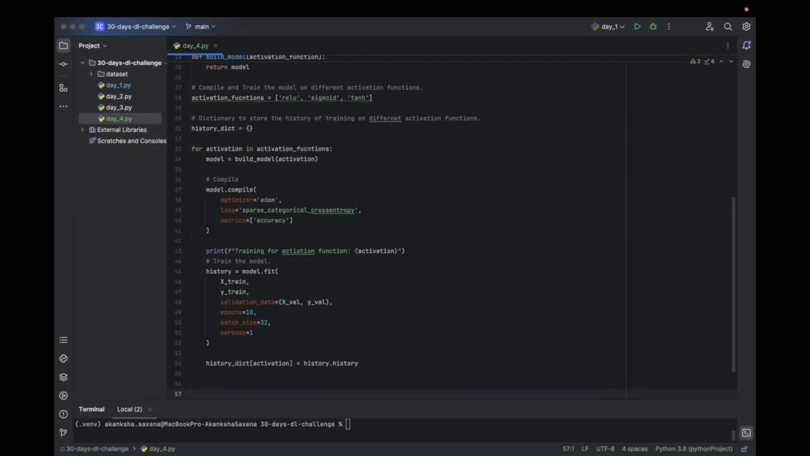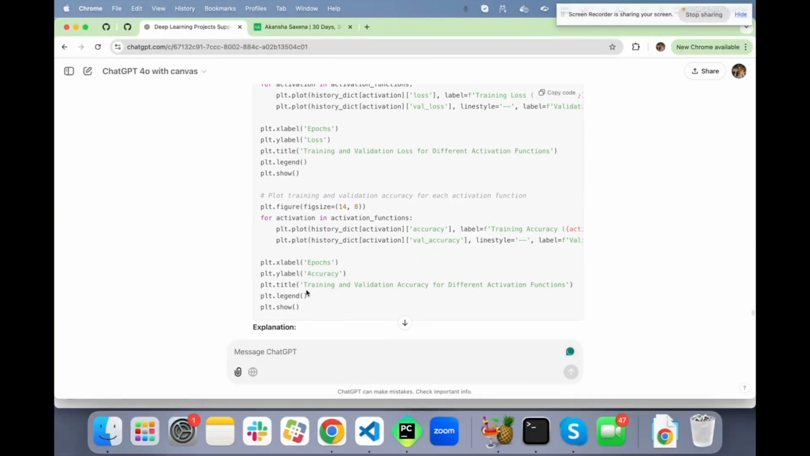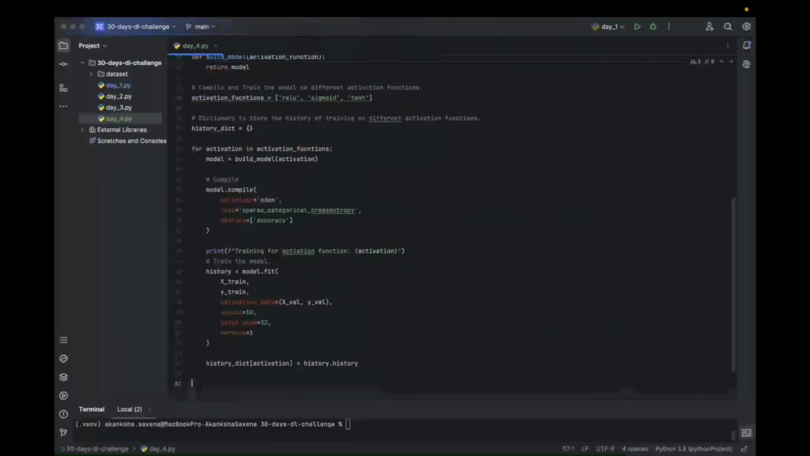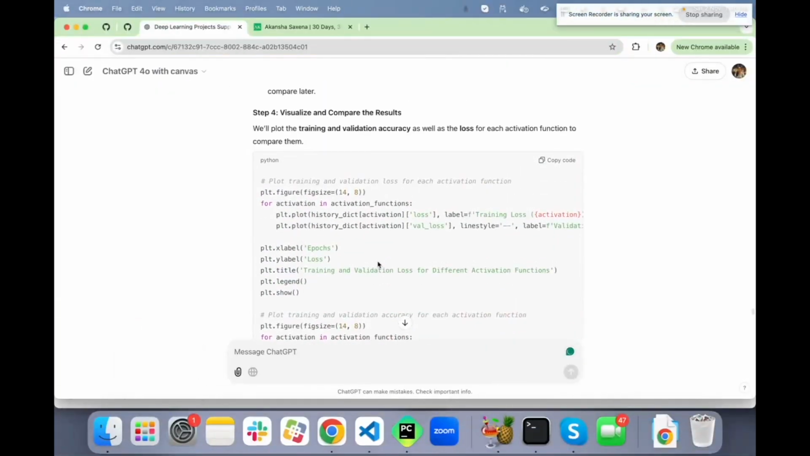Now let's see. We have built and trained everything. It will be efficient for us to see how the model is performing. But let's visualize it as well. So how do we visualize? By looking at the graph of the loss or the accuracy of all these three activation functions. For that we are going to visualize. So how are we going to do that?